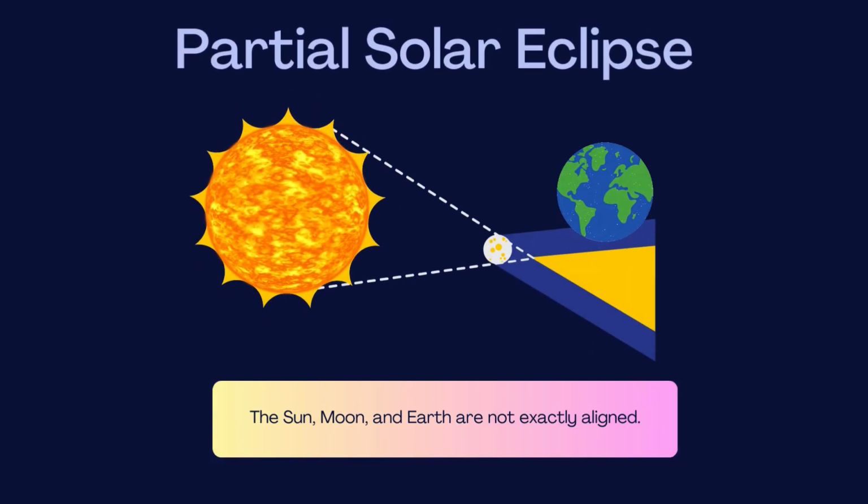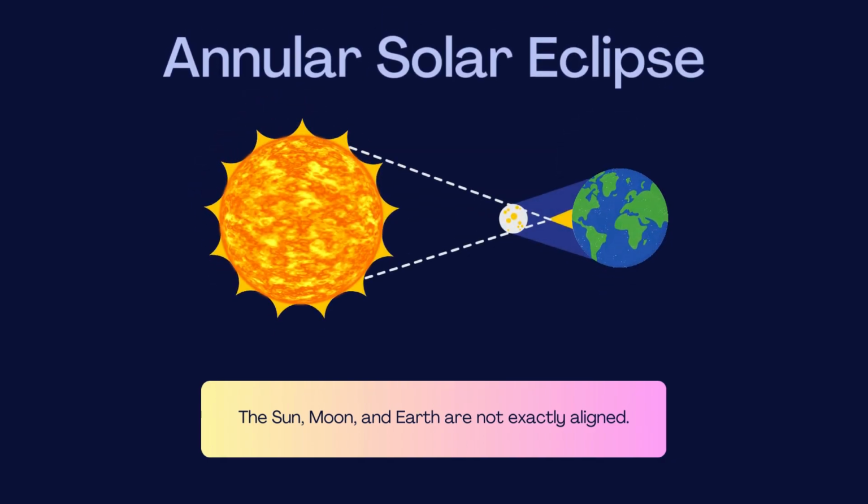In a partial solar eclipse, the moon only partially covers the sun, creating a crescent shape. During this type of eclipse, only part of the sun's light is blocked. Partial solar eclipses are more common than total eclipses and can be observed from a broader geographic area.